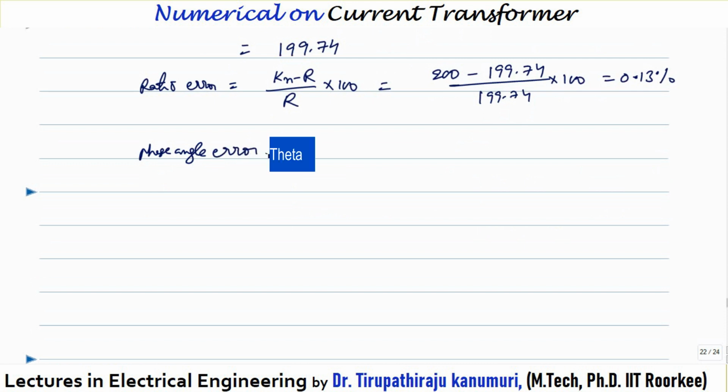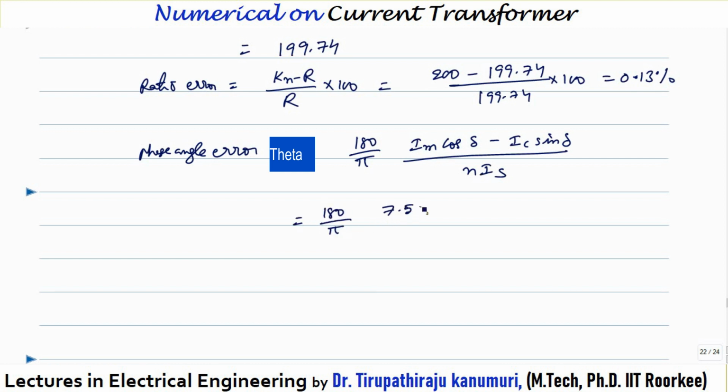So phase angle error, which is given by beta, is equal to 180 by pi into (Im cos delta minus Ic sin delta) divided by n times Is. So this will be equal to 180 divided by pi into (Im is 7.5 into 0.8, minus 4 times sin delta, because we have to take the minus, so it will become minus 0.6 if we substitute), divided by n times Is. N is equal to 200, so this will be multiplied by 5.